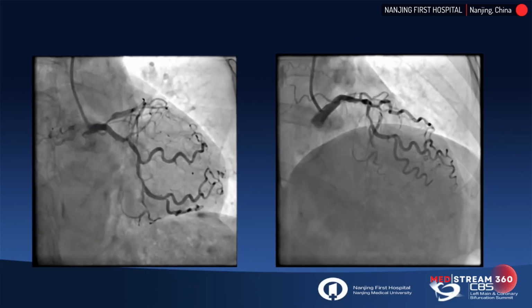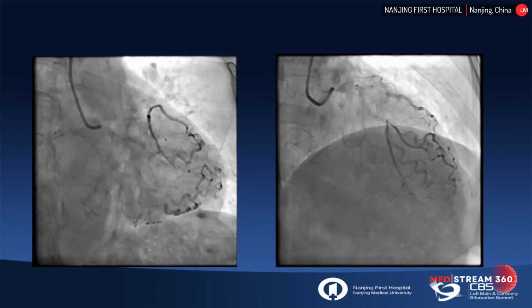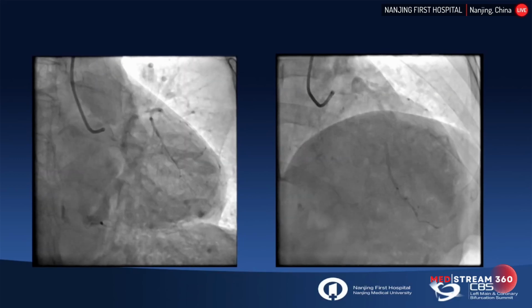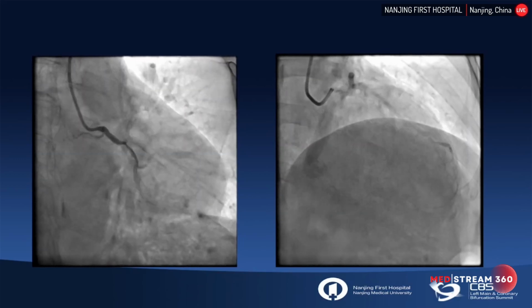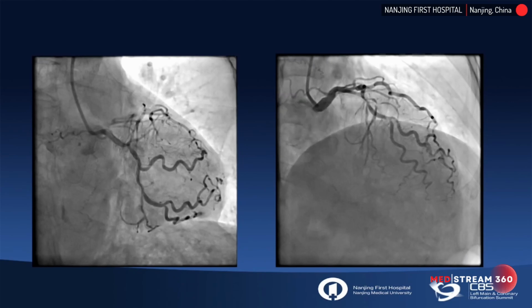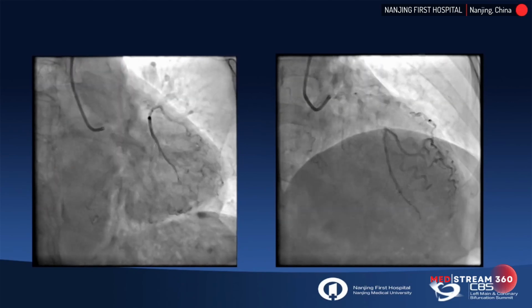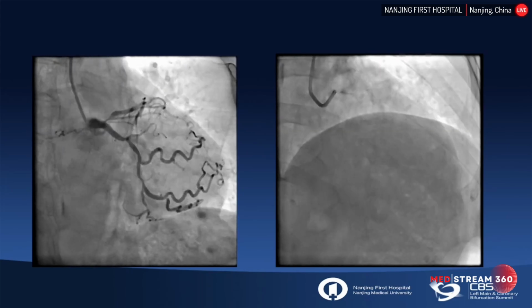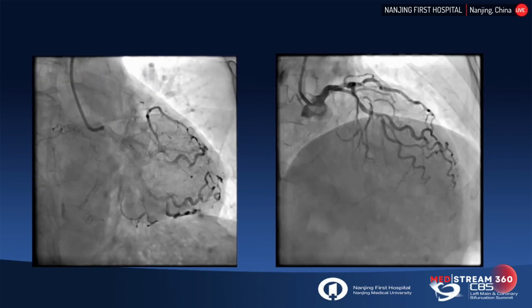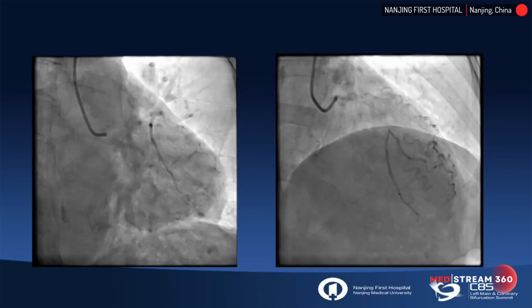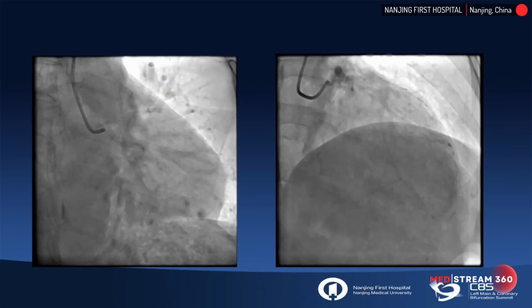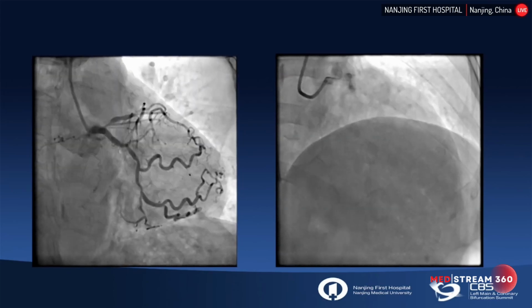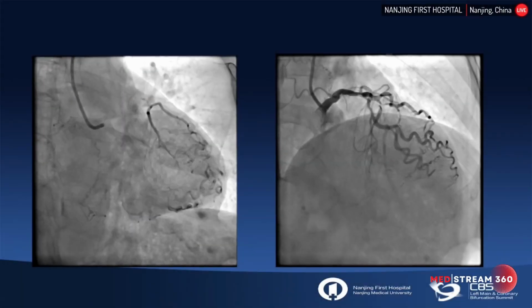From the caudal and RAO cranial position, we see the LCX is a borderline lesion and the proximal LAD is a serial narrow lesion, and the middle of the LAD is a CTO with calcified lesion.